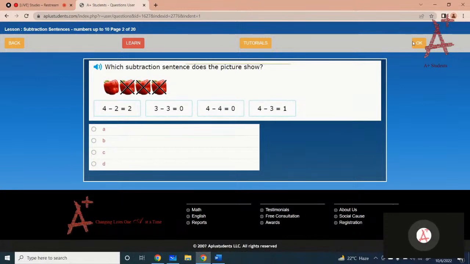Which subtraction sentence does the picture show? In total you have four apples. Got it? So out of four, three of them are crossed out, and the ones that are not crossed out is one. So which option is the correct one? A, B, C, or D?